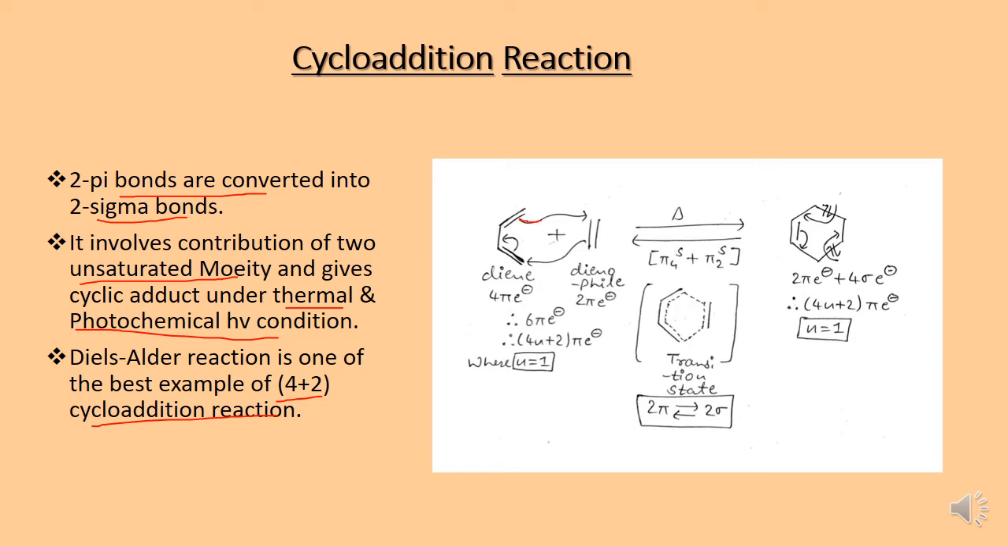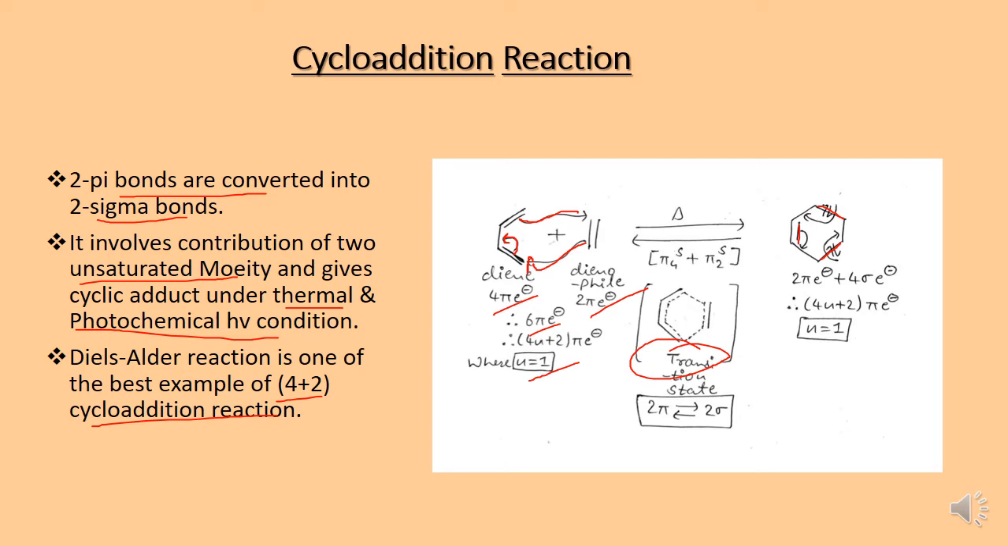Here this bond is shifted over here, so you get a sigma bond. Here this pi bond is shifted over here, so you get a sigma bond, and here this pi bond is shifted over here, so you get a pi bond. So 4 pi electrons from the diene and 2 pi electrons from the dienophile, total 6 pi electrons. So it follows 4n plus 2 pi electrons according to Huckel's rule, where n is equal to 1. Here a cyclic transition state occurs.